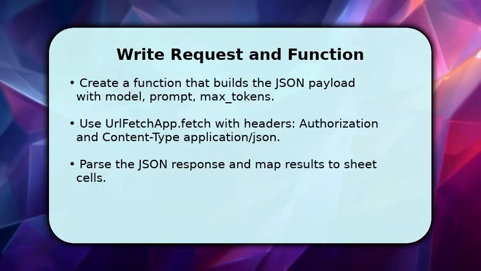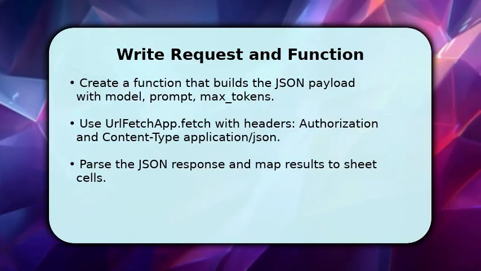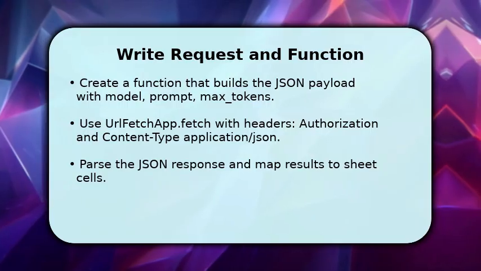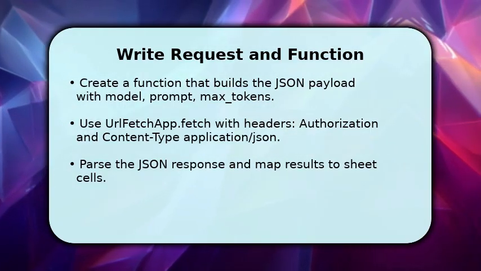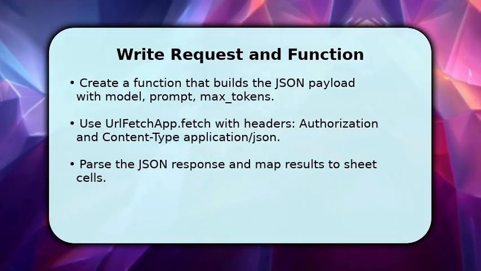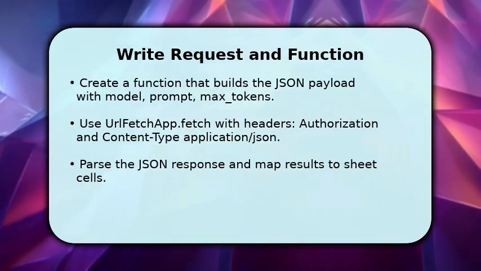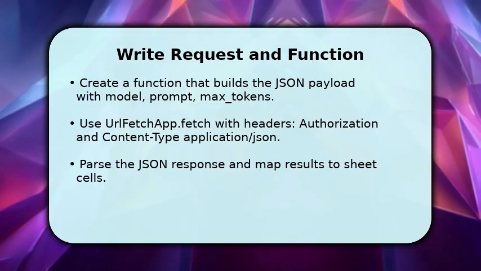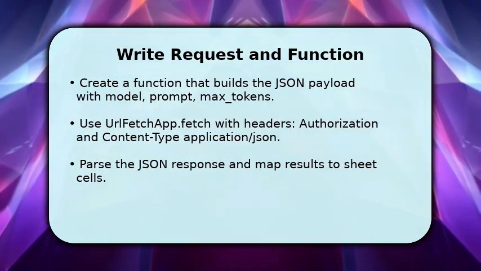Next, write a clear Apps Script function that builds the JSON payload. Include model name, prompt pulled from a cell, and max tokens. Then call UrlFetchApp.fetch with authorization, bearer key and content type set to application/json. This sends the request. Once you receive the response, parse the JSON, extract the generated text, and write it back into target sheet cells. Make sure to handle rate limits and errors so repeated calls don't break your workflow.